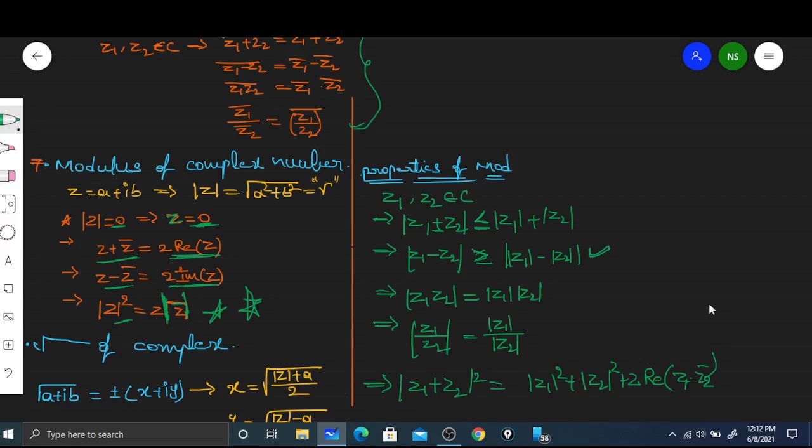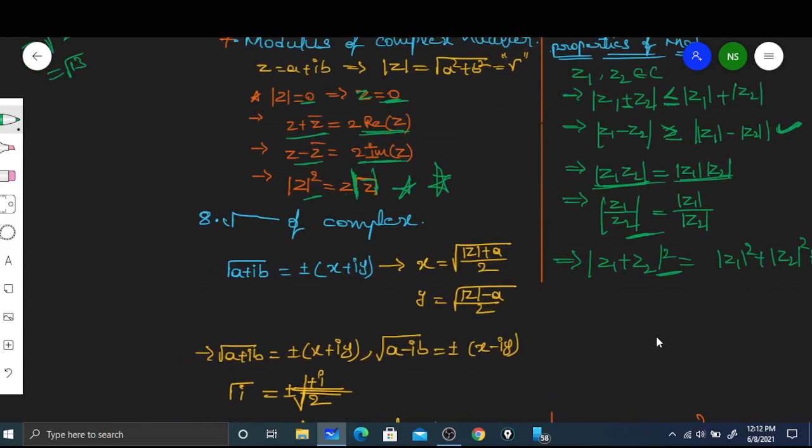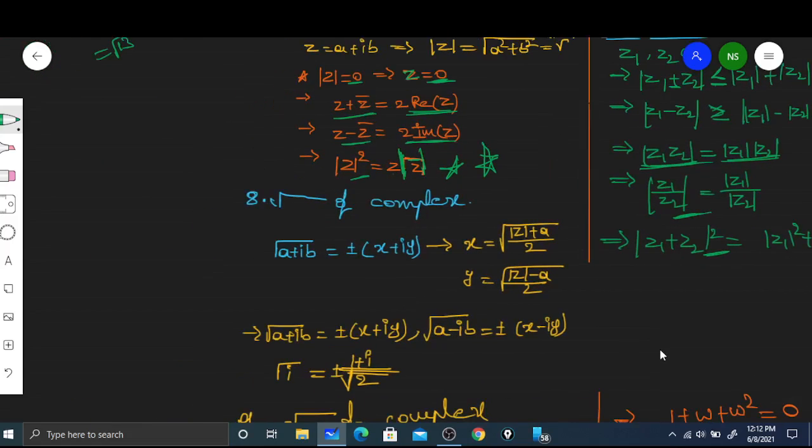This is a special case. Mostly we will not get this one. Mod Z1 Z2, you will just split it, and you will write division also. And this is our a plus b whole square like formula. You all can remember. Then how can you find the square root for complex numbers? They have given a very sophisticated formula. Along with that we will use some tricks.